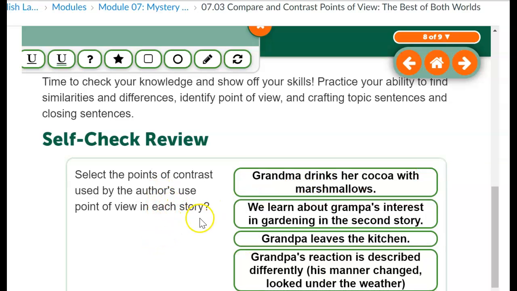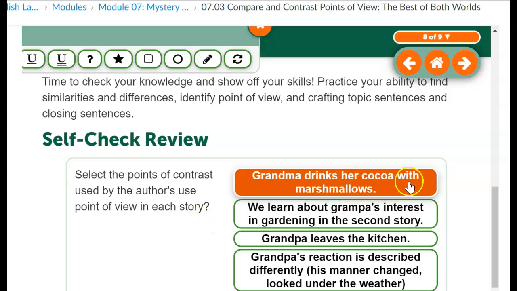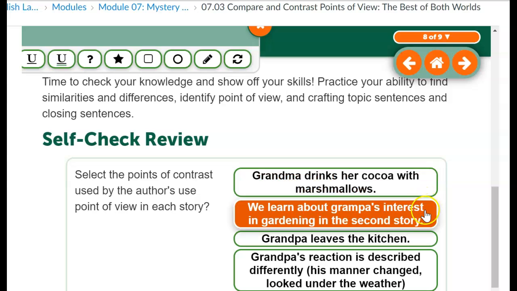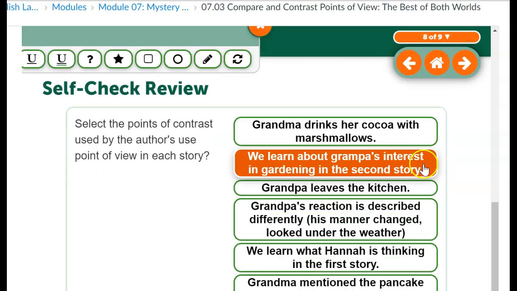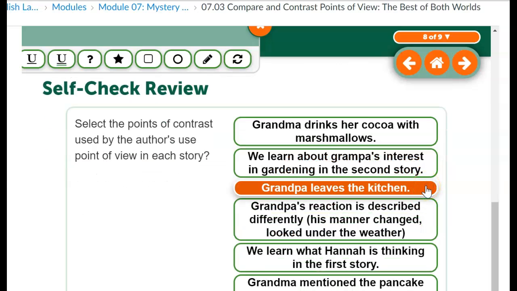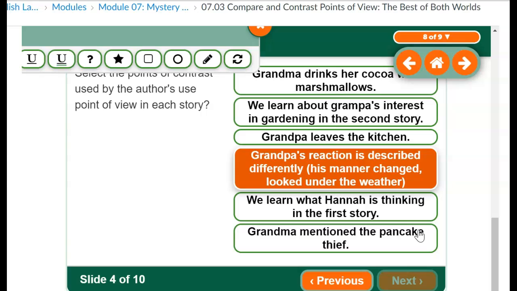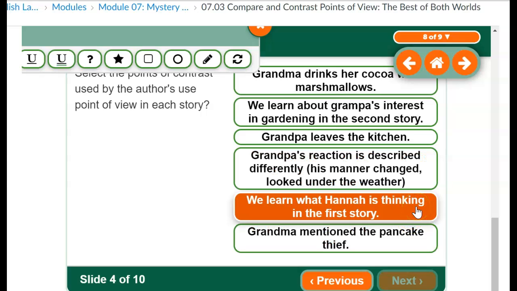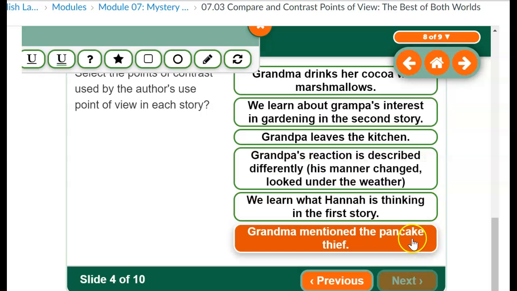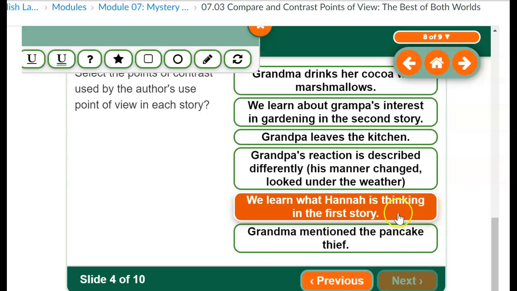So let's see what they do not have in common. So Grandma drinks her cocoa with marshmallows. We learn about Grandpa's interest in gardening. Grandpa leaves the kitchen. Grandpa's reaction is described differently. His manner changed. He looked under the weather. We learn what Hannah is thinking in the first story. Grandma mentioned the pancake thief.